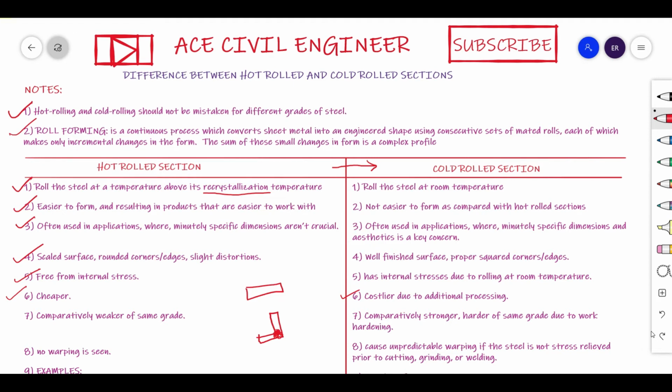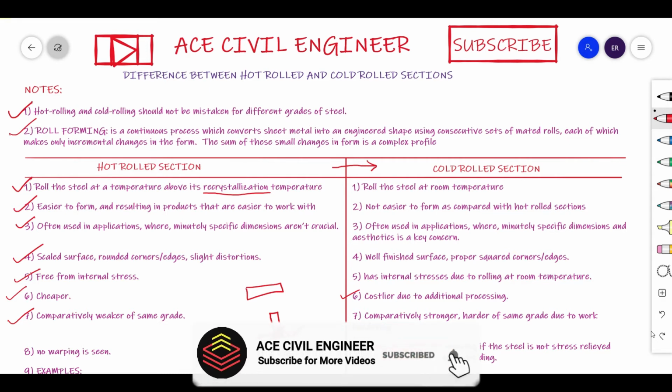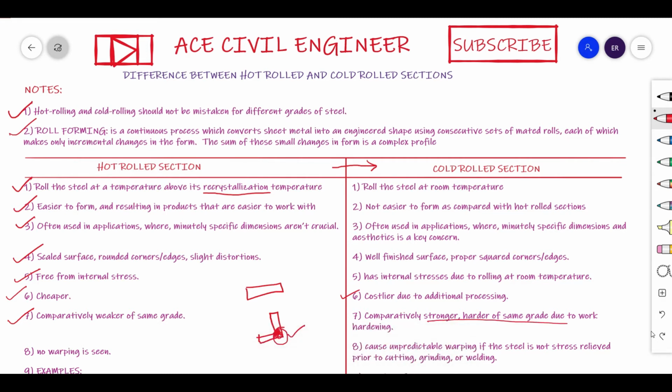That is why this area completely gets work hardening, meaning strain hardening happens, which again leads to strengthening, I mean the additional strength of that section gets increased. We attain some additional strength, and the hardness of the material also gets increased. That is the seventh point I have mentioned. The seventh point says that comparatively hot roll sections are weaker, whereas cold roll sections are comparatively stronger and harder, of the same grade, due to work hardening. That is what I was trying to explain to you.